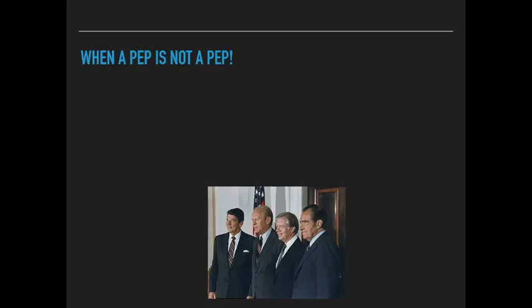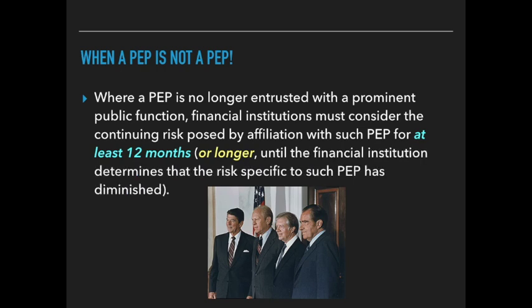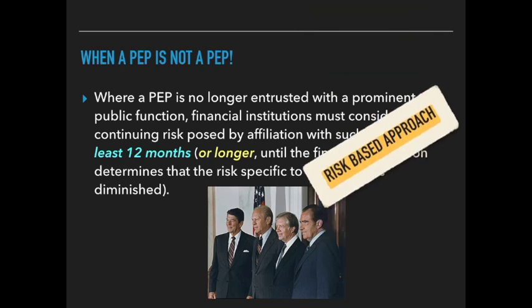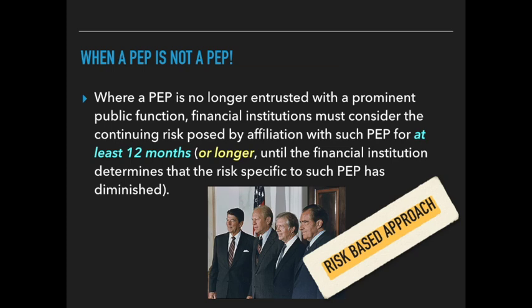Okay, so when is a PEP not a PEP? A lot of people miss this definition, and it's really good to keep in mind. Where a PEP is no longer entrusted with a prominent public function, financial institutions must consider a continuing risk posed by affiliation with such PEPs for at least another 12 months, or longer. It doesn't just stop at 12 months, it's or longer if the financial institution determines that the risk specific to such a PEP has diminished. And what they are saying is we have to apply our own risk-based approach on this matter.